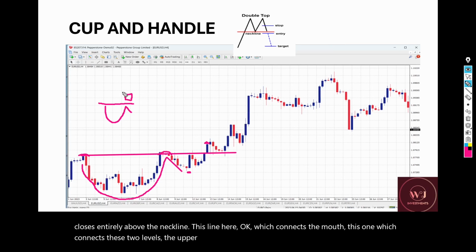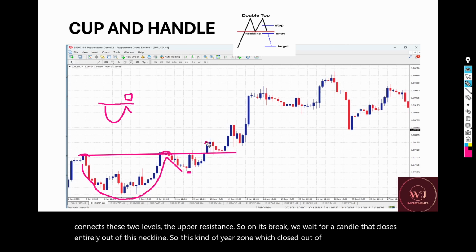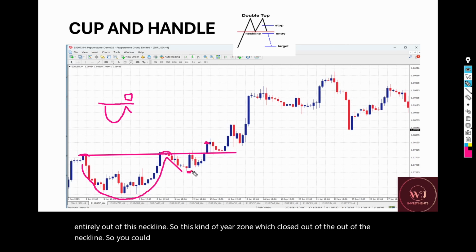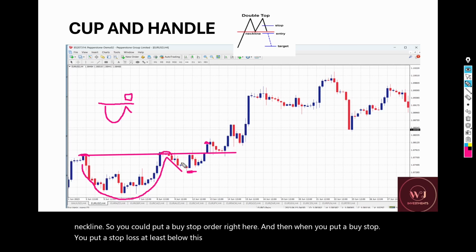So on its break, we wait for a candle that closes entirely out of this neckline. So this candle here is one which closed out of the neckline. So you could put a buy stop order right here. And then when you put a buy stop, you put a stop loss at least below this retracement here, which made the handle.